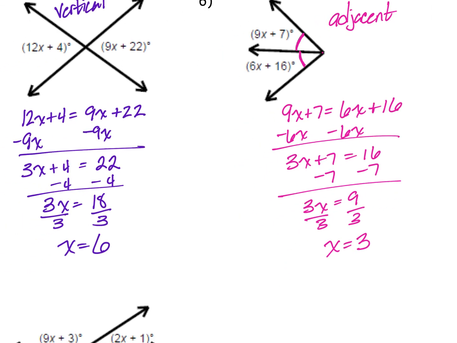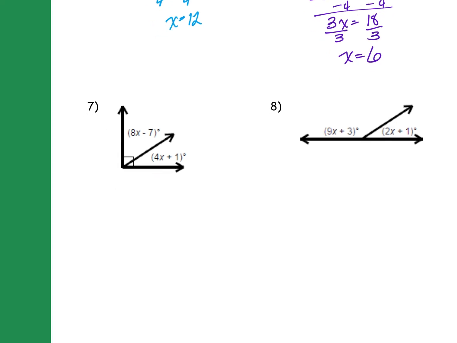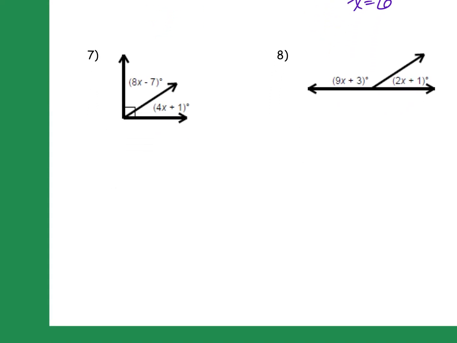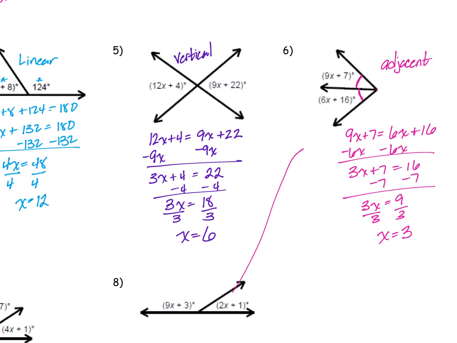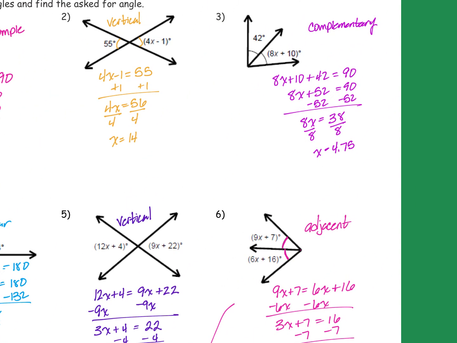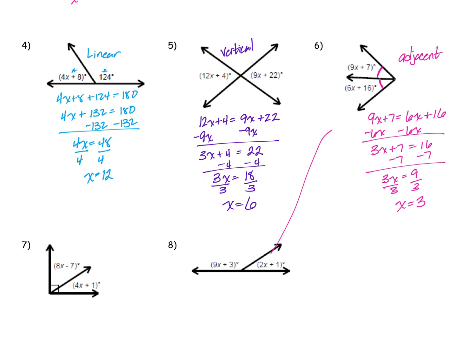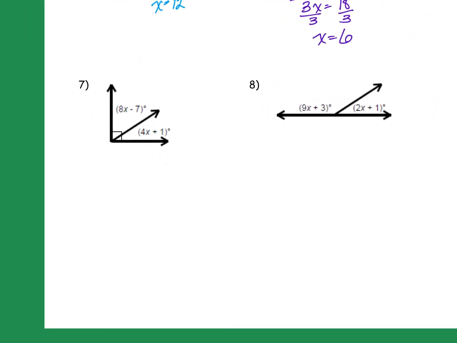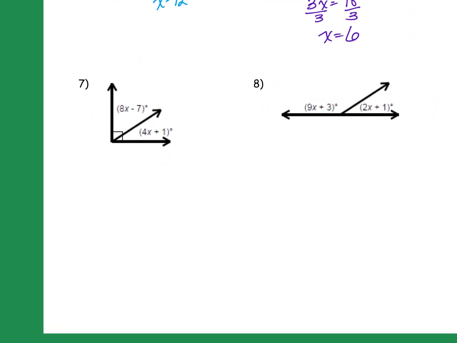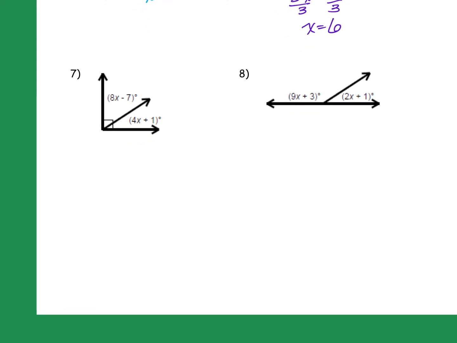I didn't want to go to another page because I think there's a few more problems. Okay, what type of problem is number 7? It is complementary, because it's a right angle. Complementary, dear Watson. So this is complementary. What do we know about complementary?